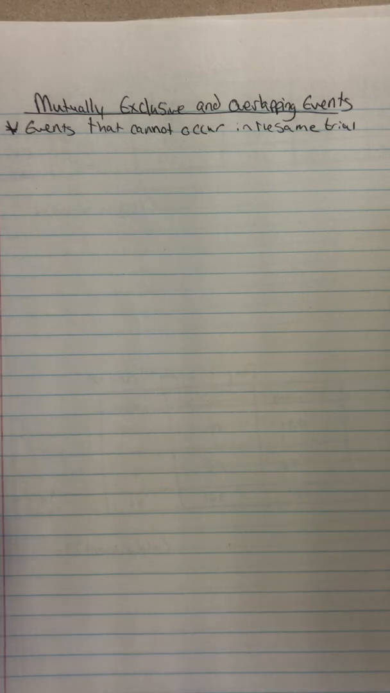So again, guys, we're looking at probability this week. The first thing we're going to talk about is mutually exclusive and overlapping events. The first thing I want to discuss is what mutually exclusive events are. Well, mutually exclusive events are events that cannot occur in the same trial.